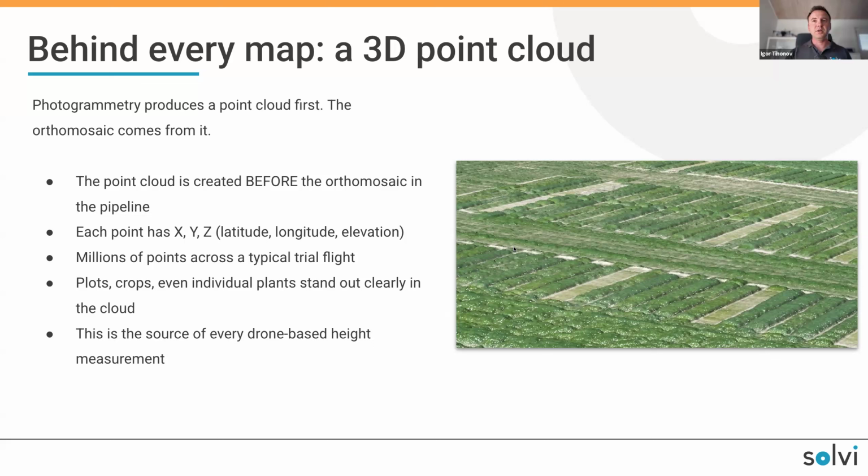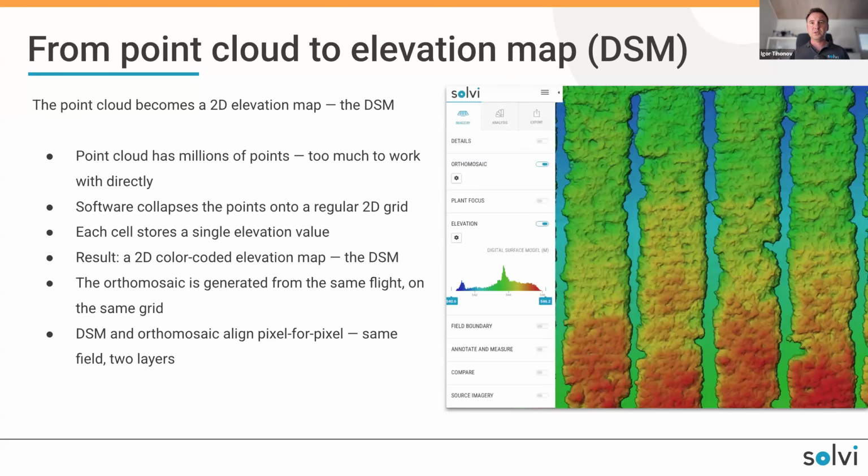So if you look at this point cloud from the side, you can clearly see how the plots stand out. And that's because each point in this point cloud, which typically consists of millions of points, has its X, Y, and Z coordinates in 3D space. And from that point cloud, we generate essentially two outputs. One of them is the orthomosaic, the visual map or multispectral map that can be used for crop health analysis. But we also generate a 2D representation of this 3D map, which is called the DSM, Digital Surface Model.